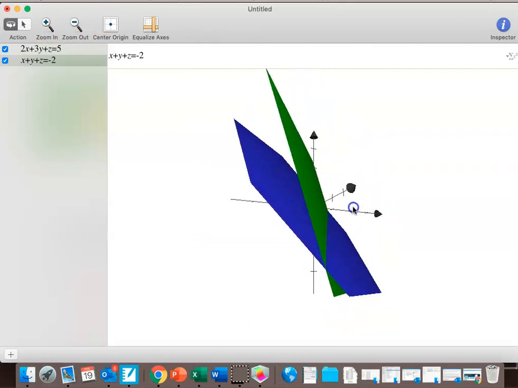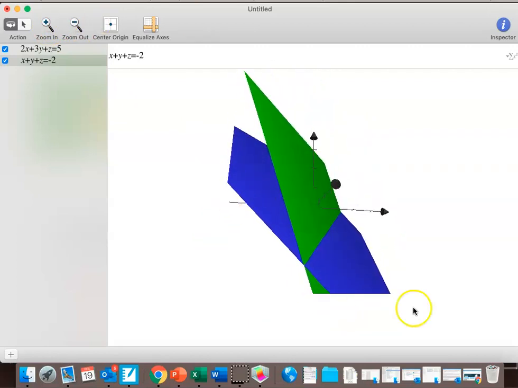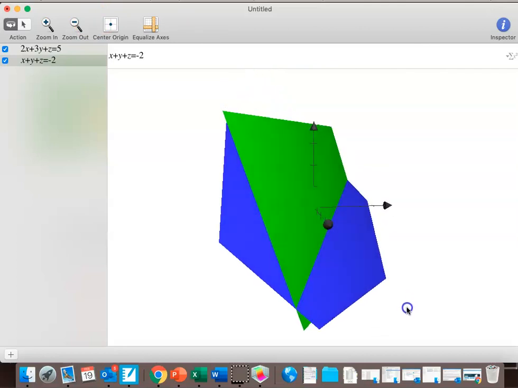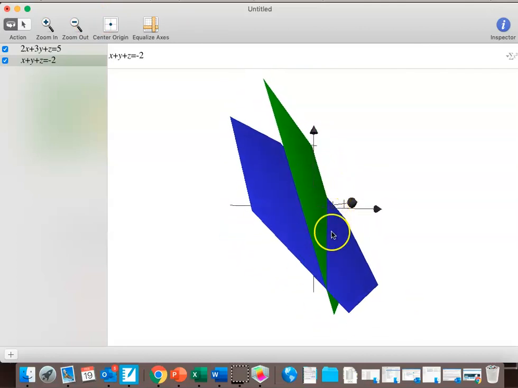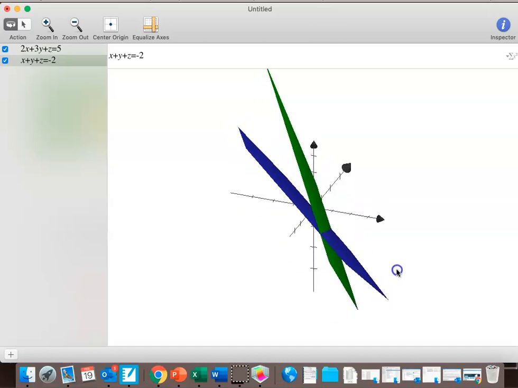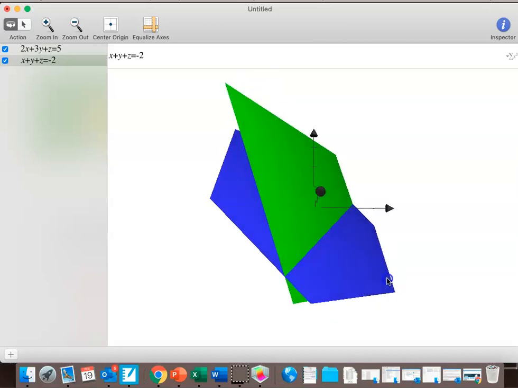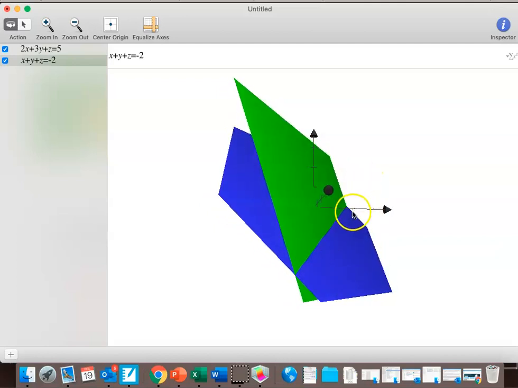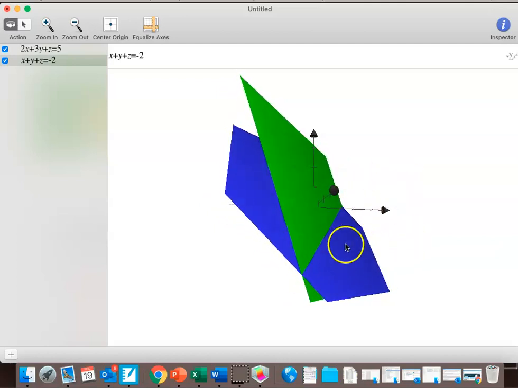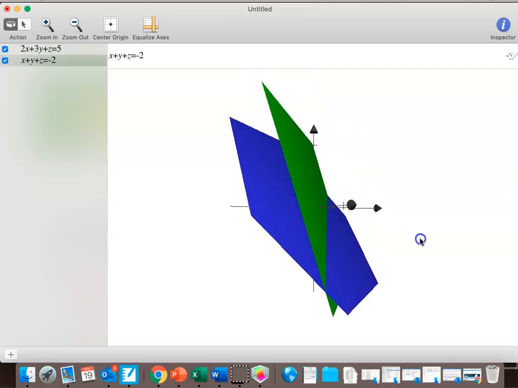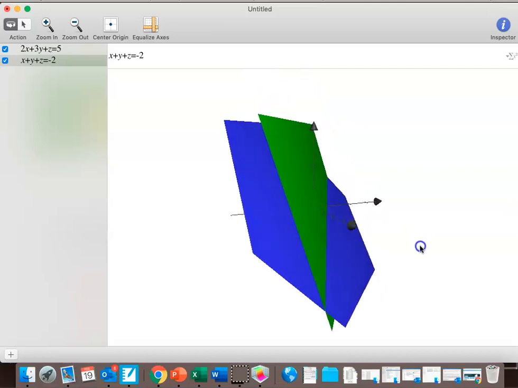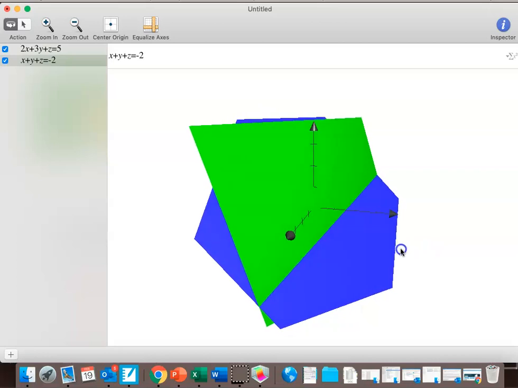So when you have a plane and another plane and you look at where they intersect, where they crisscross each other, what shape is that? It's a line, right? So if you have two planes and look at where they intersect, what you end up with is a line.